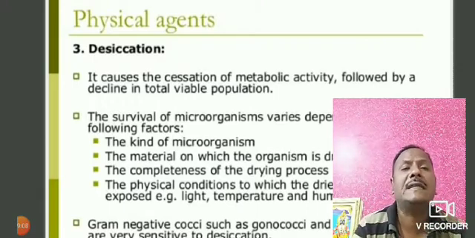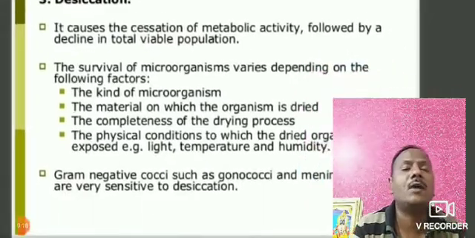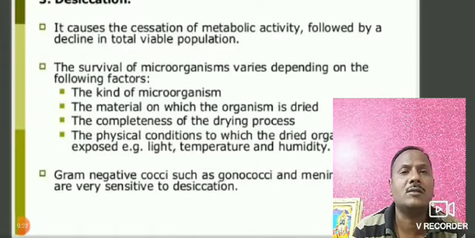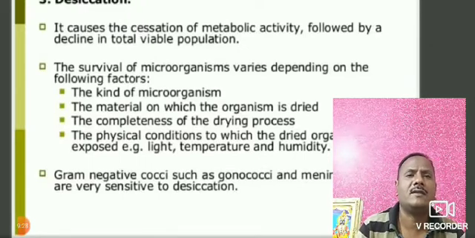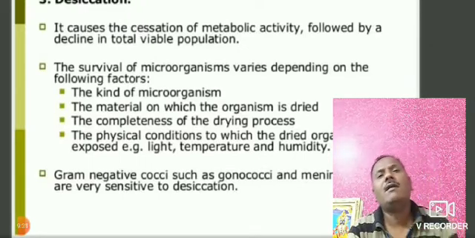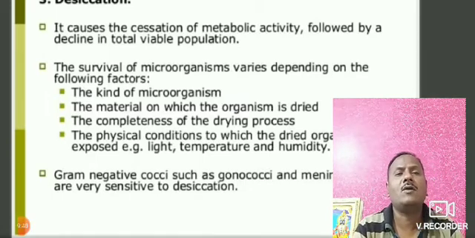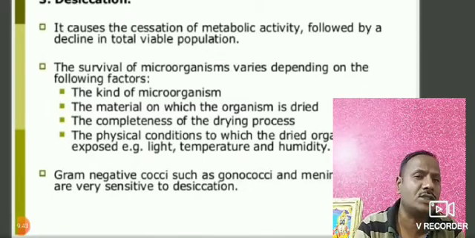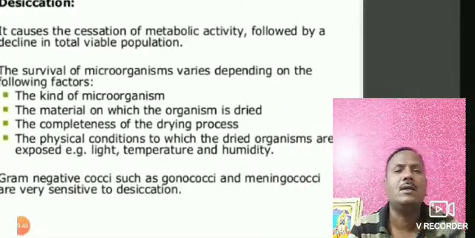Apart from that, other physical agents are used to control air microorganisms, especially desiccation. Desiccation causes the cessation of metabolic activity followed by a decline of total viable populations. It means by the use of desiccation methods, we can control air microorganisms. The survival of microorganisms varies depending on the following factors: the kind of microorganism, the material on which the organism is dried, the completeness of the drying process, and the physical conditions to which the dried organisms are exposed, for example light, temperature and humidity.